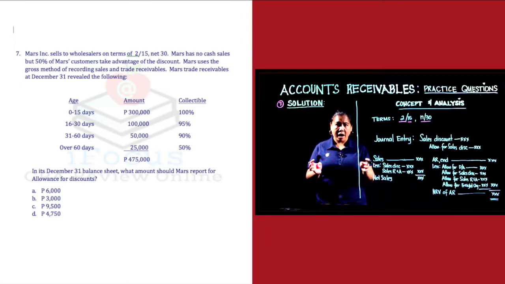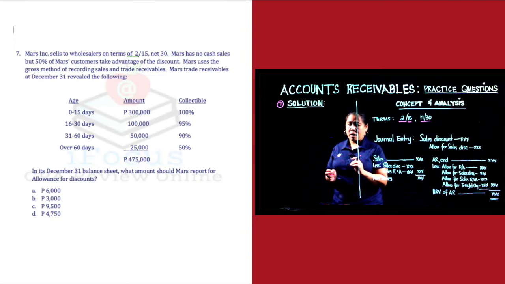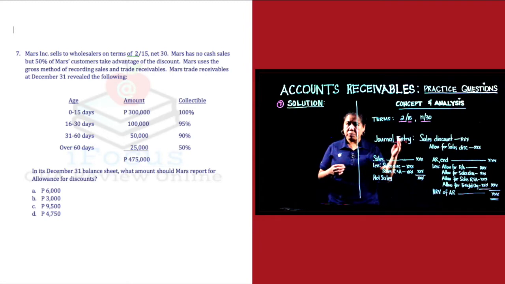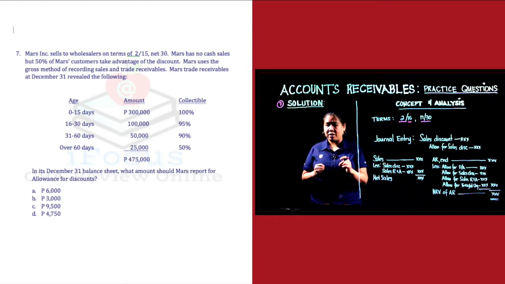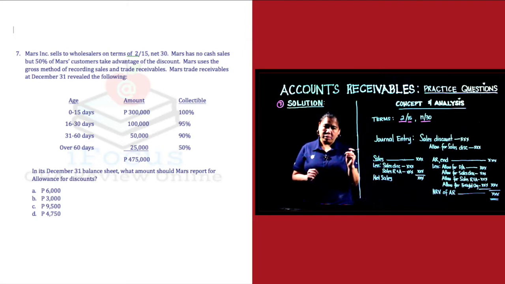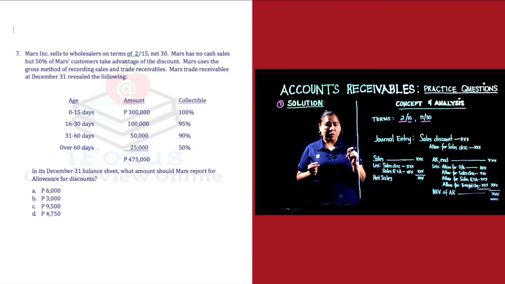Mars has no cash sales, but 50% of Mars customers take advantage of the discount. So 50% lang sa lahat ng mga customers niya ang nag-a-avail ng discount. The other 50% hindi na sila nag-a-avail ng discount. Alright? Mars uses the gross method of recording sales and trade receivables. Mars trade receivables at December 31st revealed the following.